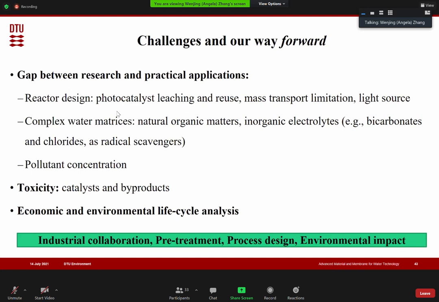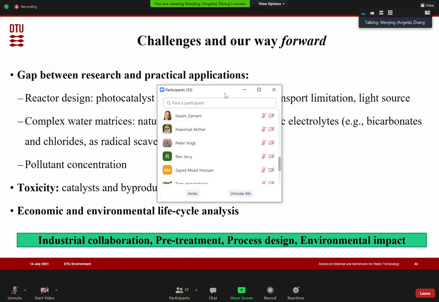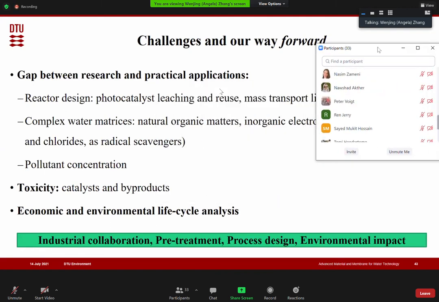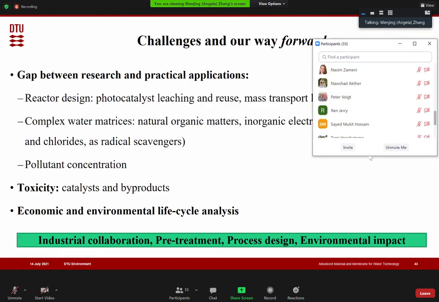The other one is toxicity. When we do this catalyst design or process design, we also need to look into the toxicity of both the catalysts and the byproducts, to make sure we are not introducing another toxic element into the treated water. And to promote commercialization, we also need to combine our research work in material and process with economic and environmental life cycle analysis. So those are the challenges I can see.